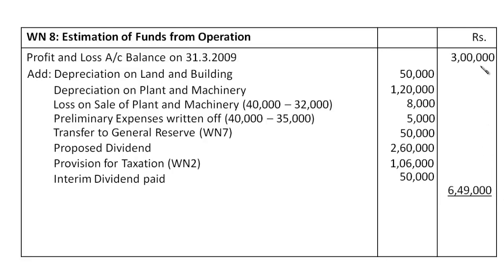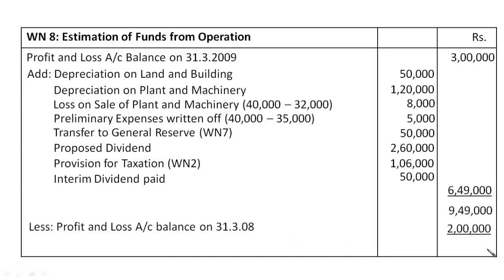So we are going by reverse way, 3 lakh, and we are adding all this, and that makes 9,49,000. But of this 9,49,000, some portion is attributable to the previous year. So we'll deduct P&L balance as on 31/3/2008, which is 2 lakh. So the effective funds from operation is 7,49,000. So now we have all the information for preparing the fund flow statement. Let's go ahead and prepare the fund flow statement.